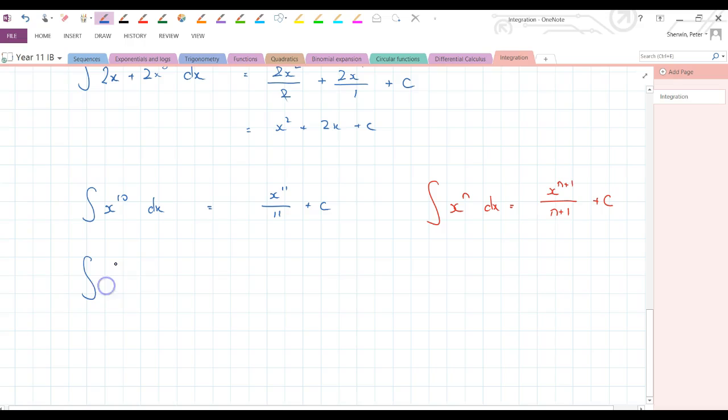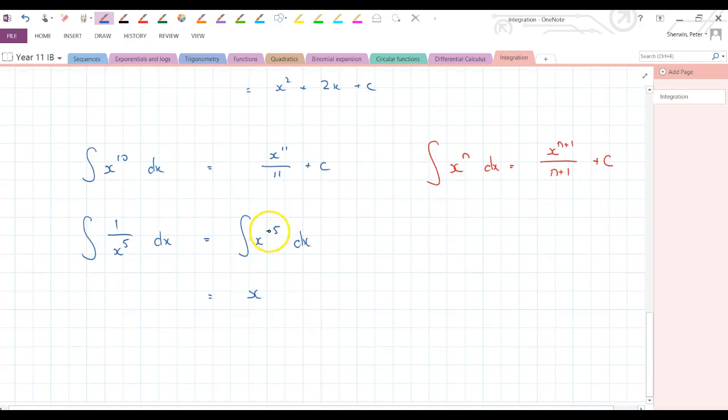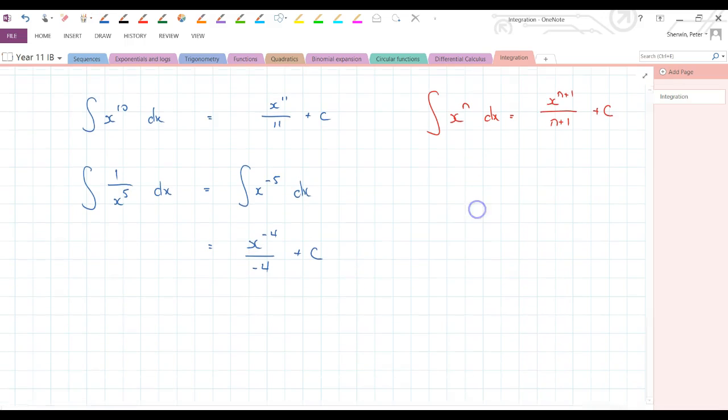If we're integrating 1 over x to the 5, we've got to put it in integratable form first. So we'll write that as the integral of x to the minus 5 dx. Now it's in integratable form. We'll get rid of the integral sign, and we're going to integrate now. We're going to add 1 to the power, minus 4. We're going to divide by the new power, minus 4. And we're going to add a c on the end.